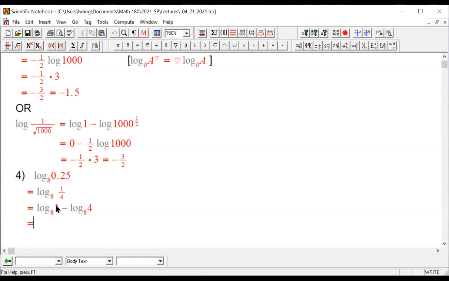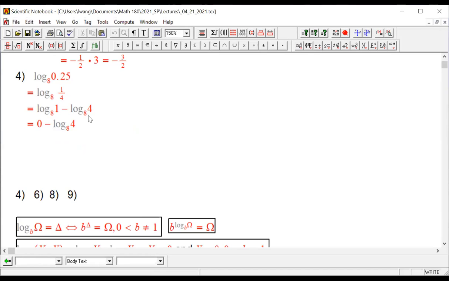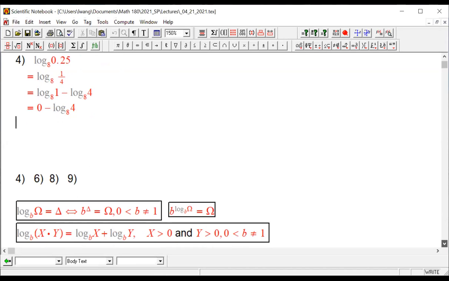Log base 8 of 1 is 0. Minus log base 2 of 4. What are we going to do about that? There are ways to handle this, but what I'm going to show you is that we can use the change of base formula.